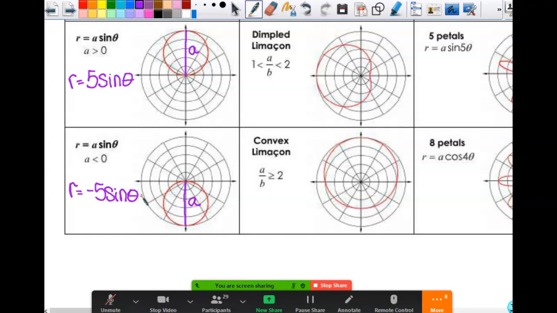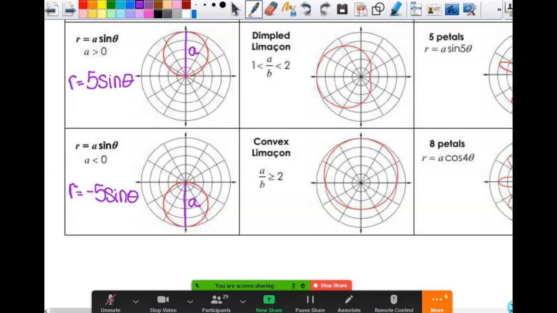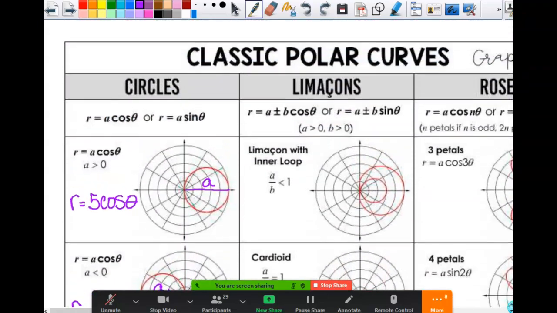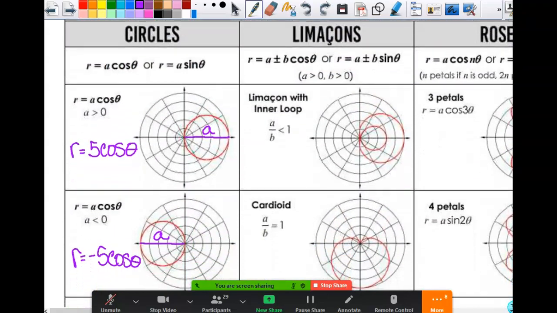How are we doing? We good so far? Just total review from yesterday. Now let's look at the next column, because this one gives us some cool graphs. This category is called limaçons. It's a limaçon. That's a funky c.